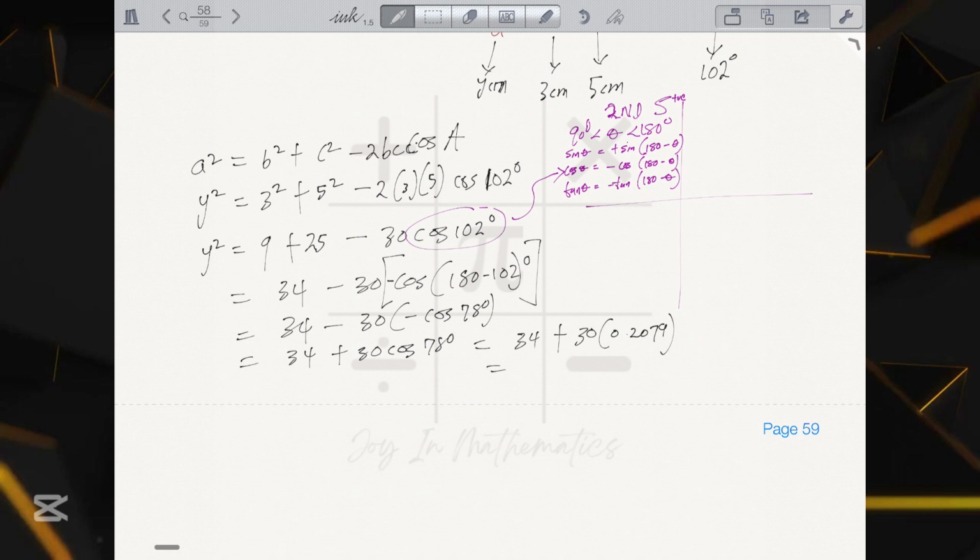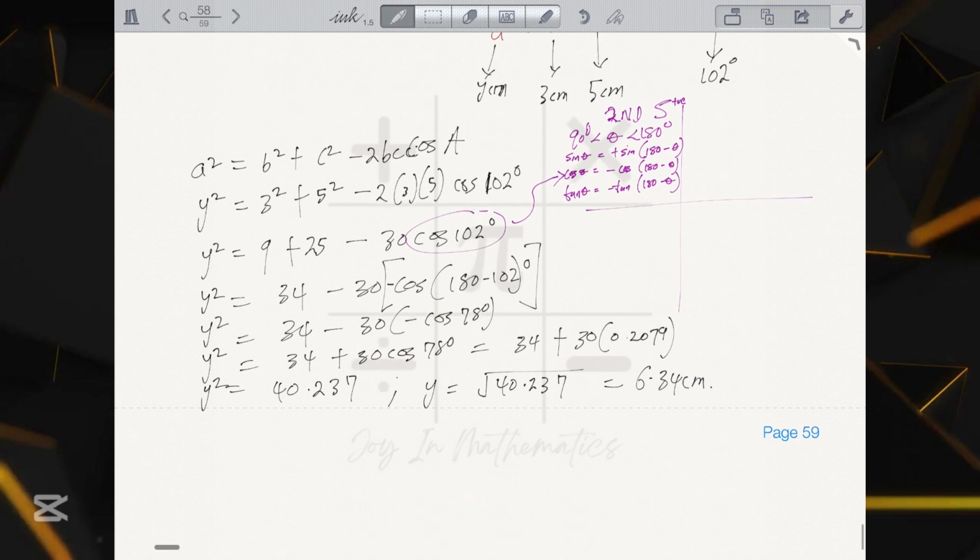Simplifying further, we will have our answer of y. Okay, this is y squared. We'll have our y squared to give us 40.237. So simplifying further, we can have our y to give us the square root of 40.237, and we'll have our answer of y to give us 6.34 centimeters.